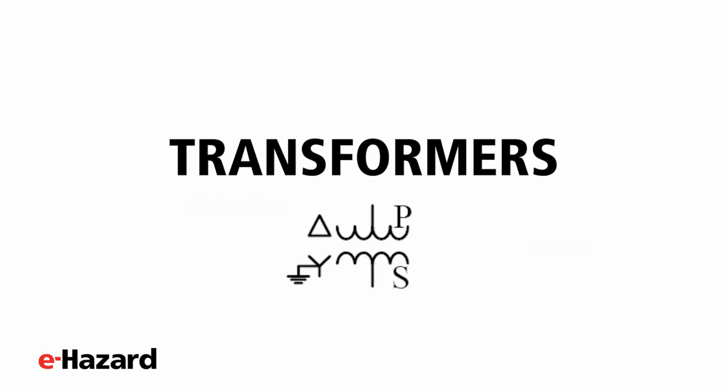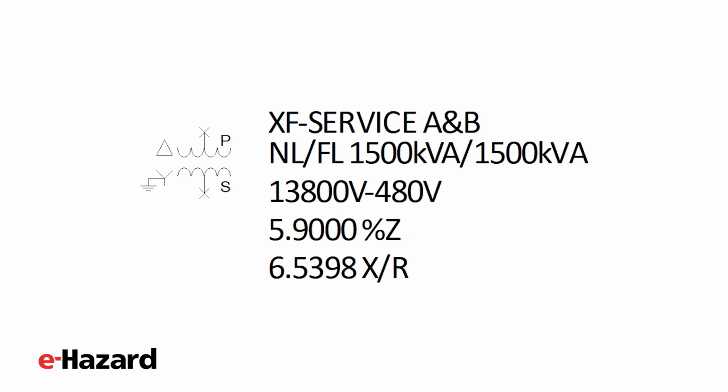Transformers. Transformers are two sets of curved lines facing each other, or sometimes shown as two circles touching each other. You'll see the voltage on each side labeled, for example, 13.8 kilovolts on the primary side, stepping down to 480 volts on the secondary side. Pay attention to the transformer's kVA rating. This tells you how much load it can handle. Also pay attention to percent impedance and the X to R ratio as other potential data points.